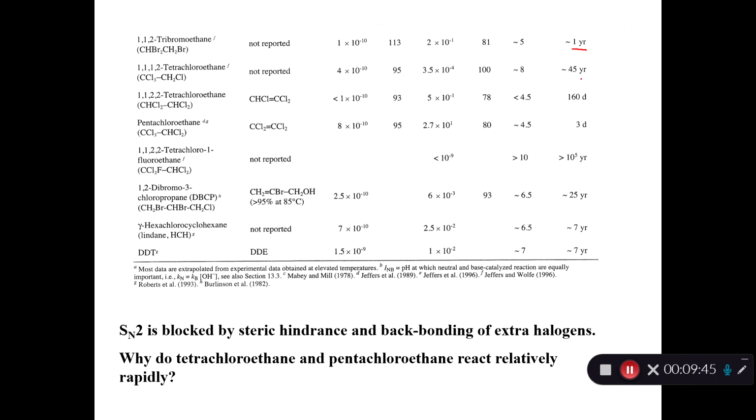1,1,1,2-tetrachloroethane, 45 years, quite slow. But if you just rearrange it a little bit into 1,1,2,2-tetrachloroethane, all of a sudden you go from 45 years to 160 days. Like, what is up with that?